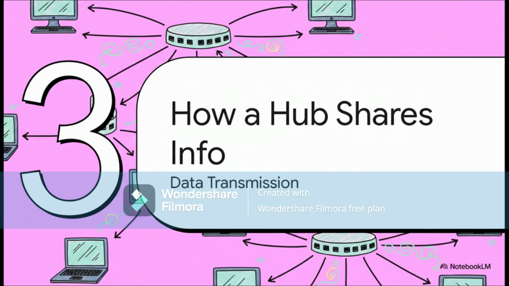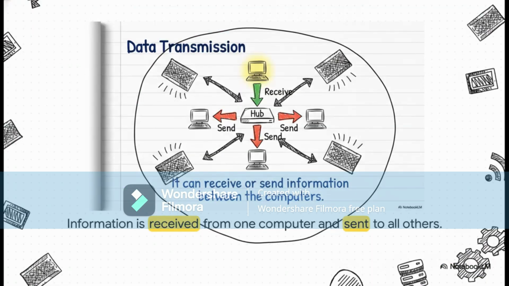Okay, so we know what it is, and we know what the layout looks like. But now we get to the most important question. How does a hub actually share information? This part is absolutely crucial to understand. So here's where things get interesting. When one computer wants to send a message to another, it sends that data to the hub first. The hub gets the message, and then what does it do?